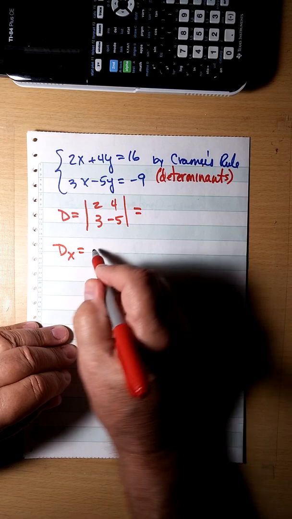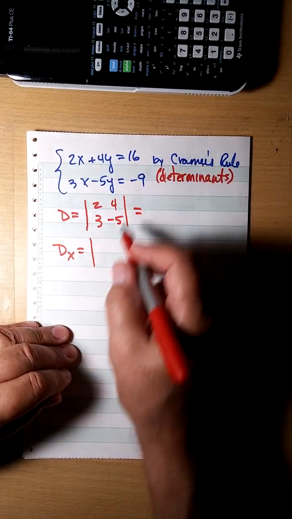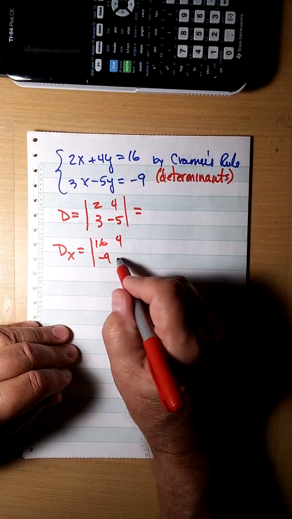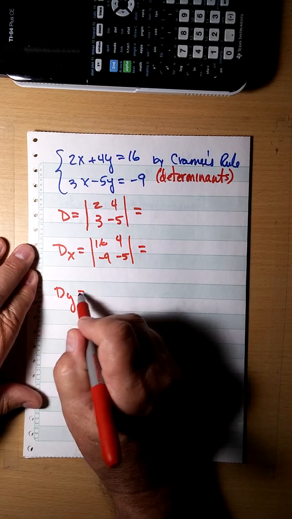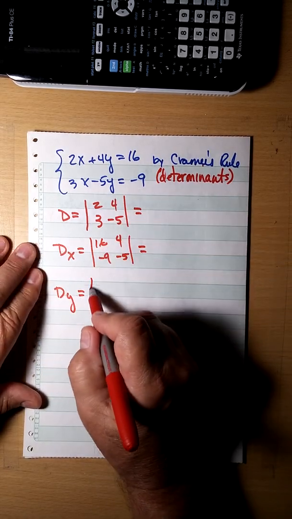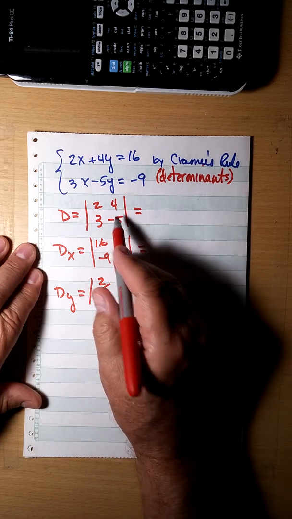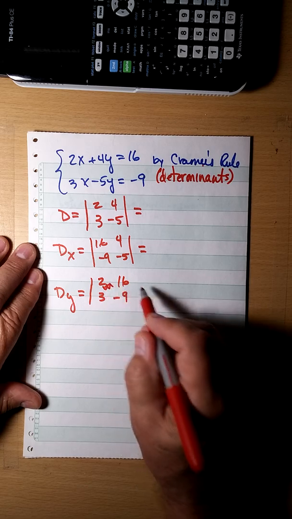D sub x is when you replace the x column, the 2, 3, by the equals, 16, negative 9. Leave the 4 and negative 5 alone. And D sub y is when you replace the y column, leave the 2 and the 3 alone, and replace the 4 and negative 5 by 16 and negative 9. Sorry.